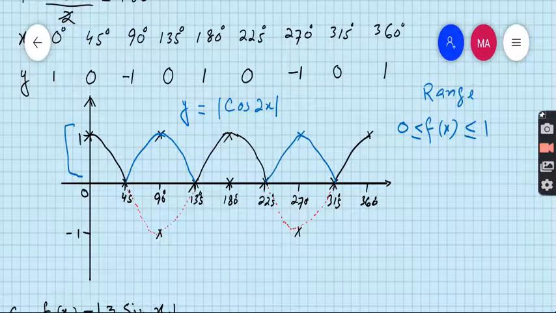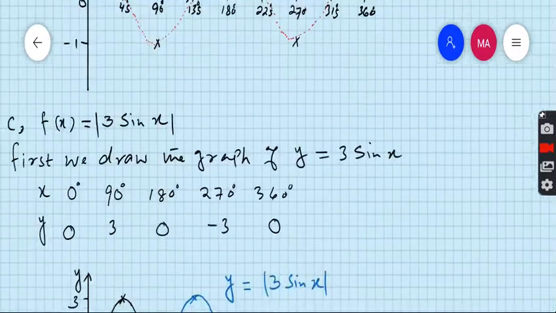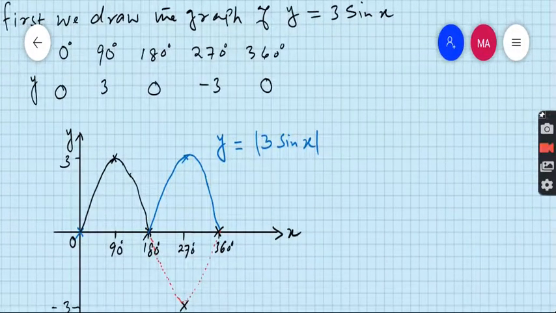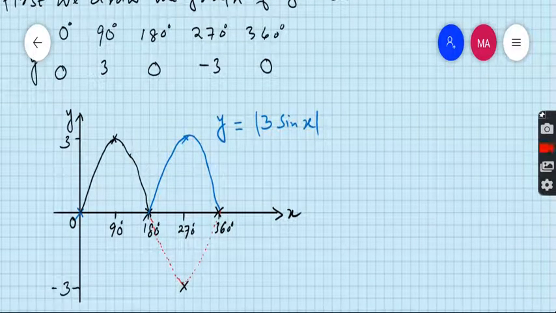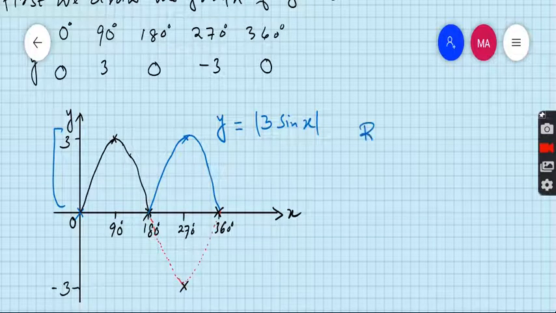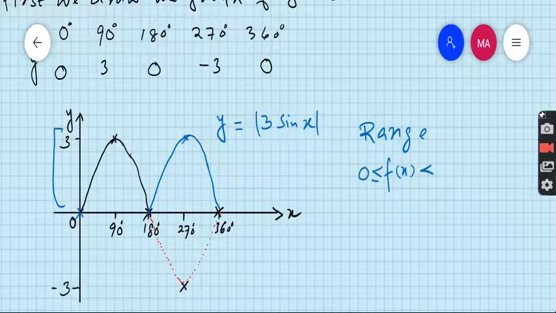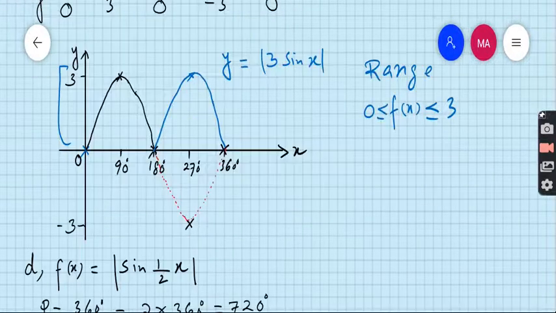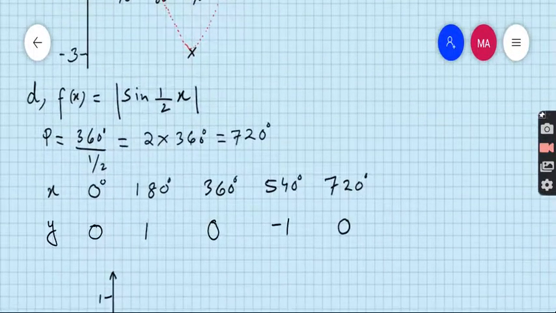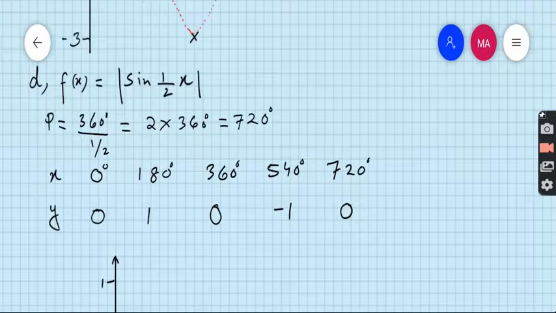Similarly for part C, again see, this is the range from 0 to 3. Come to part D. Part D is f(x) equals the absolute value of sine 1 upon 2x.